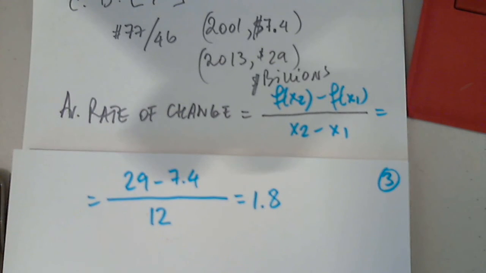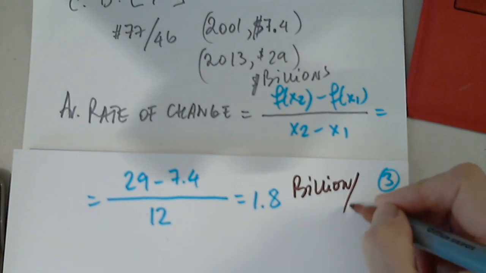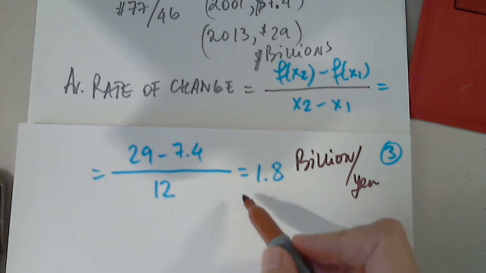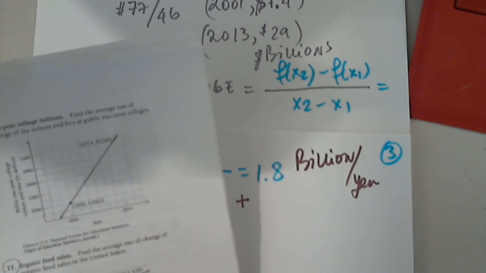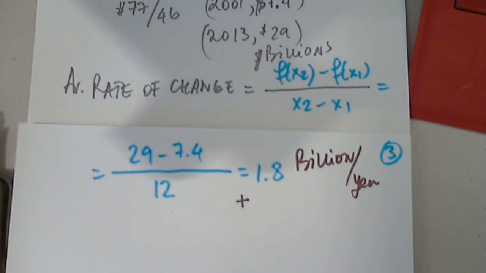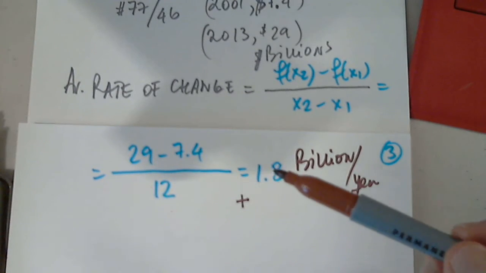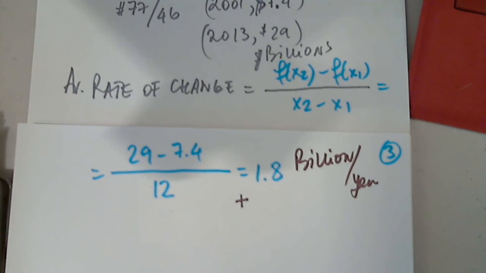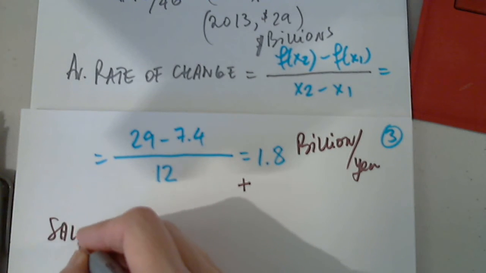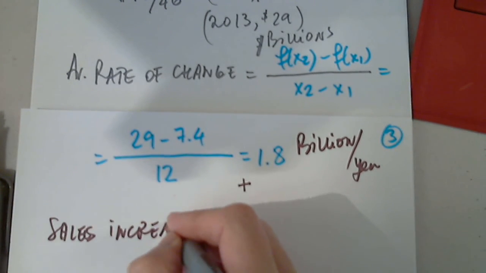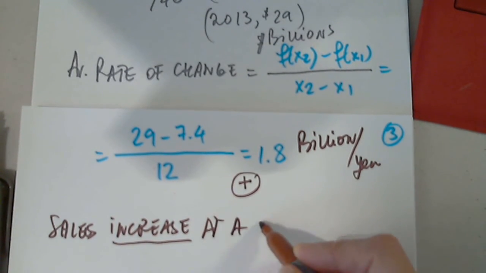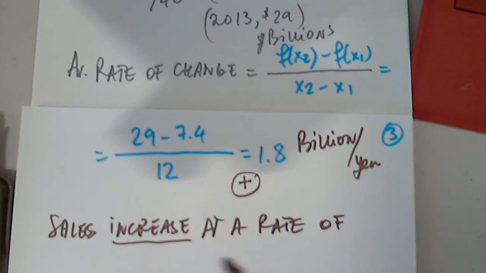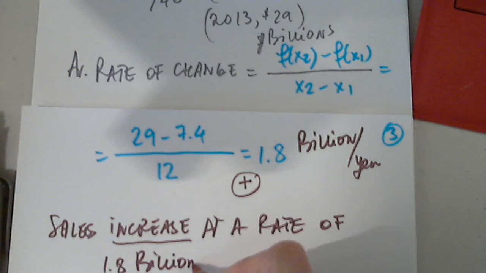Excellent. And what does it mean? Since it's a positive number, what will you say? That the organic food sales increase at a rate of 1.8 billion per year. So the sales increase. Why increase? Because it's positive, at a rate of 1.8 billion per year.